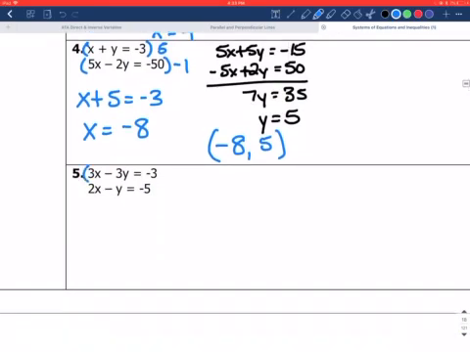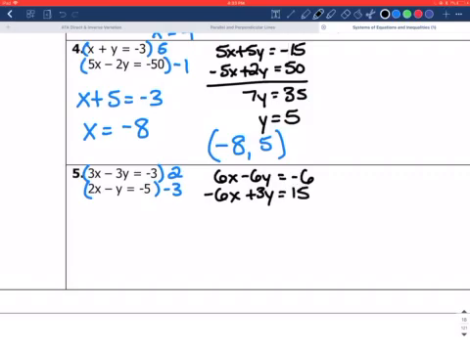And lastly, we will take the top equation, again, and multiply it by the leading coefficient of the bottom. Then we take the bottom equation and multiply it by the opposite of the top equation. So your two new lines will be 6x minus 6y equals a -6. Your bottom equation will be a -6x plus 3y equals positive 15.